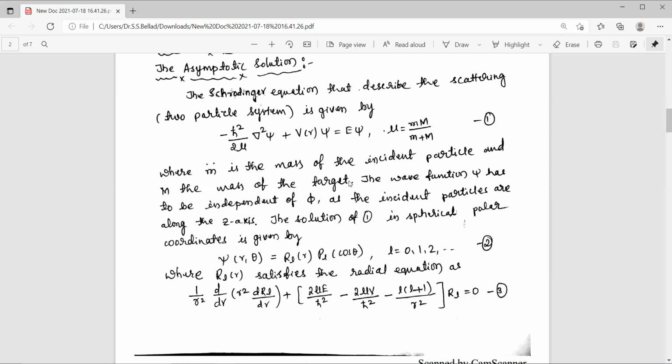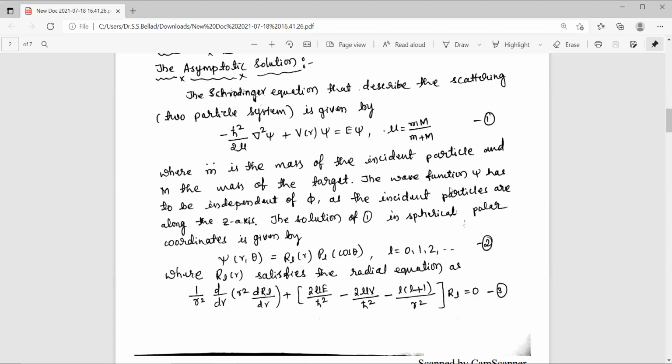As I explained in my earlier sessions, we can consider a sphere of potential around the target particle. If the incoming particle is inside that sphere of potential, then only it interacts with the target particle. Otherwise, it doesn't interact with the target particle. That means if the incoming particle is out of this sphere of potential, then there will be no interaction between the incoming particle and the target particle.